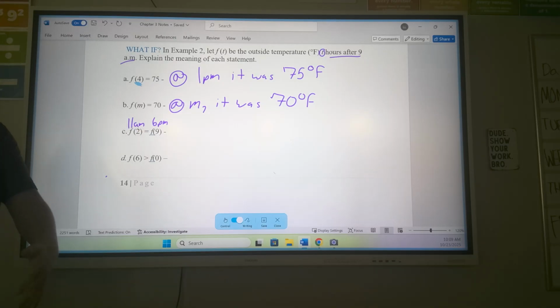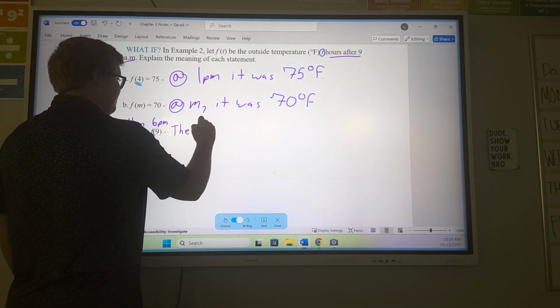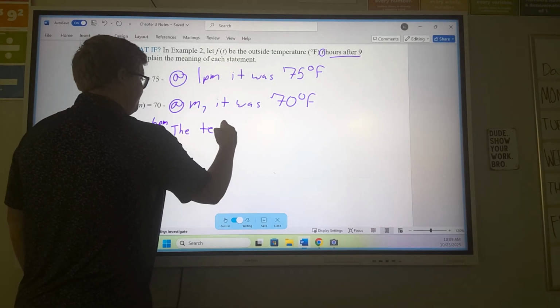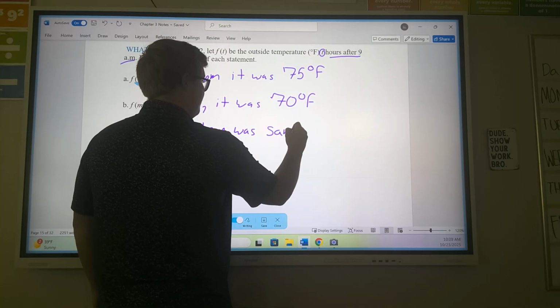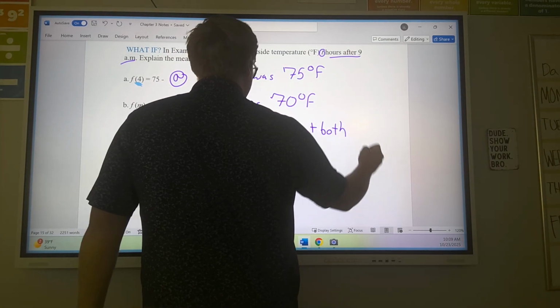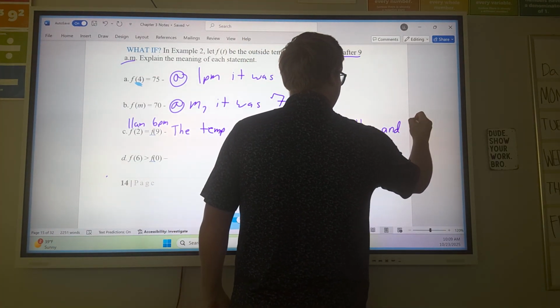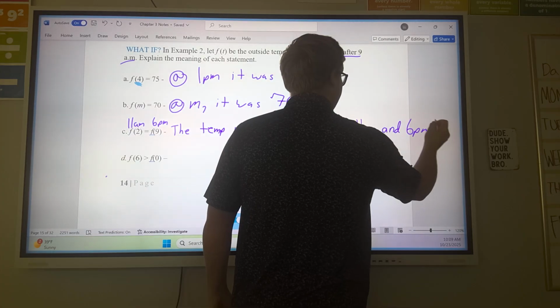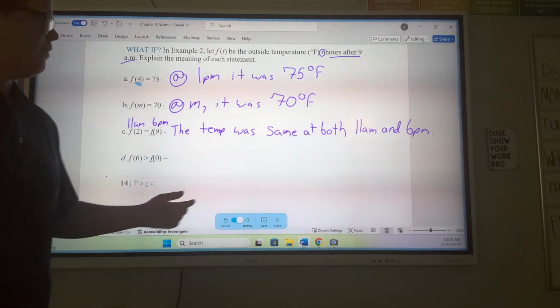So that means the temperature was the same at both 11 a.m. and 6 p.m. So we can say the temp was the same at both 11 a.m. and 6 p.m. Now we don't know what the temperature is, but we know that the temperature was the same.